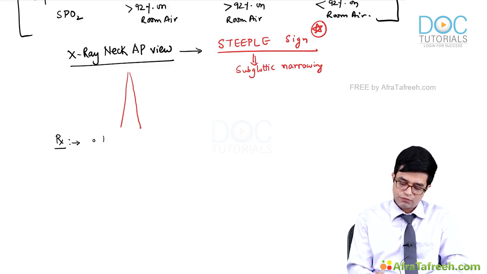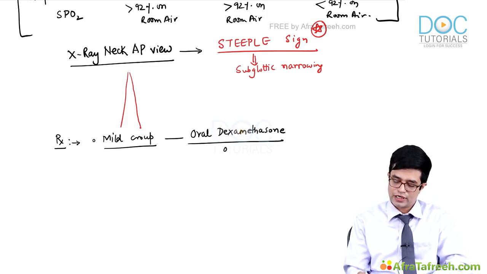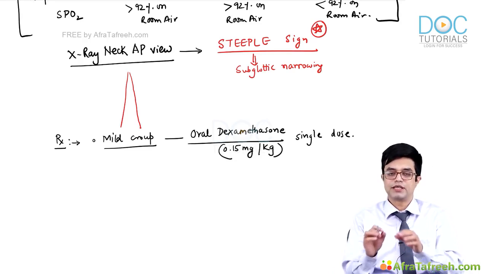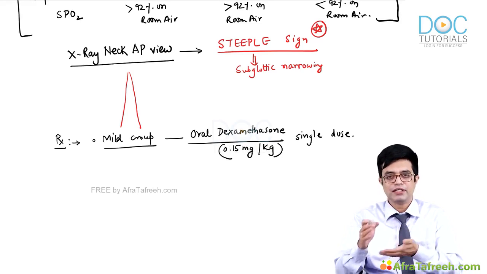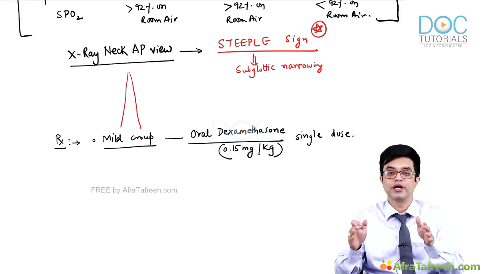All patients of mild croup respond to oral dexamethasone. So corticosteroids are considered to be the therapy of choice. Oral dexamethasone as low as 0.15 milligram per kg, a single dose, is good enough. Sometimes 2 or 3 doses can also be given. Even in moderate and severe croup, dexamethasone has to be given, but mild croup will respond to dexamethasone steroid alone.